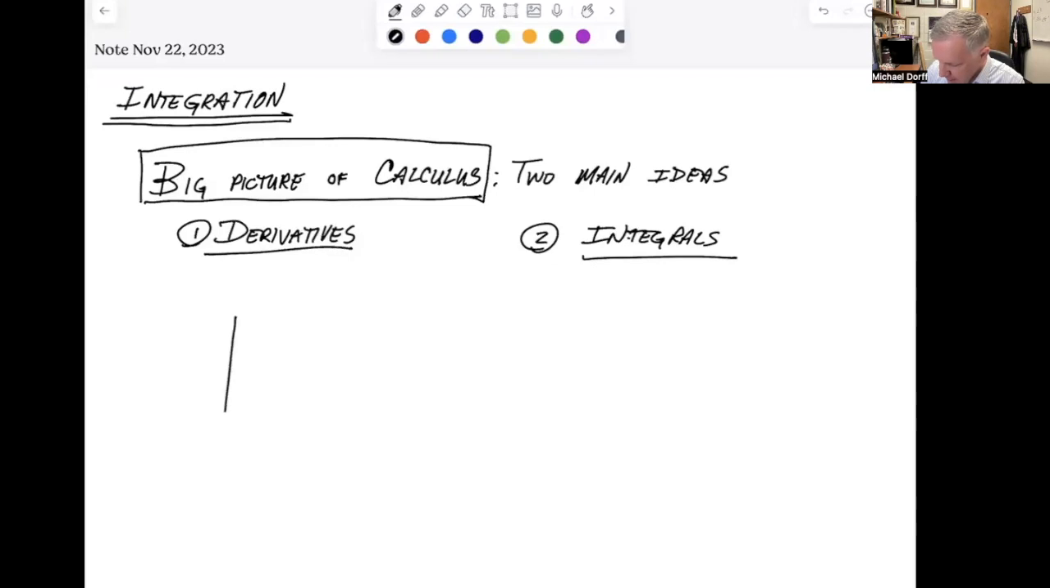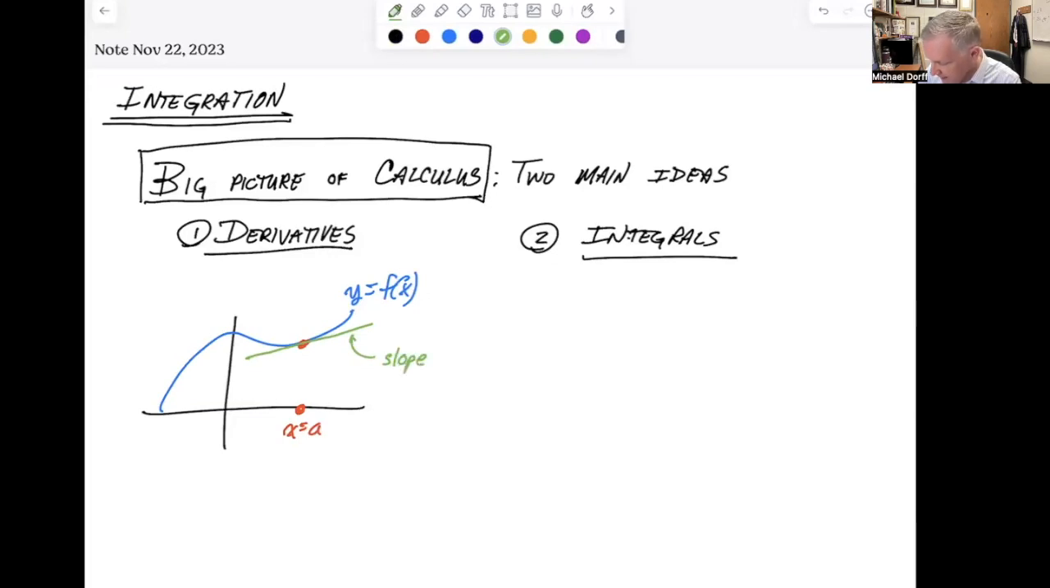We can think of derivatives this way: if I have the graph of a function, y equals f of x, shown in blue, and I take some point, x equals a, and I look at that point on the curve, then I can draw a tangent line that intersects that blue curve at just one point locally. And the slope of that green line, that tangent line, equals the derivative at a.